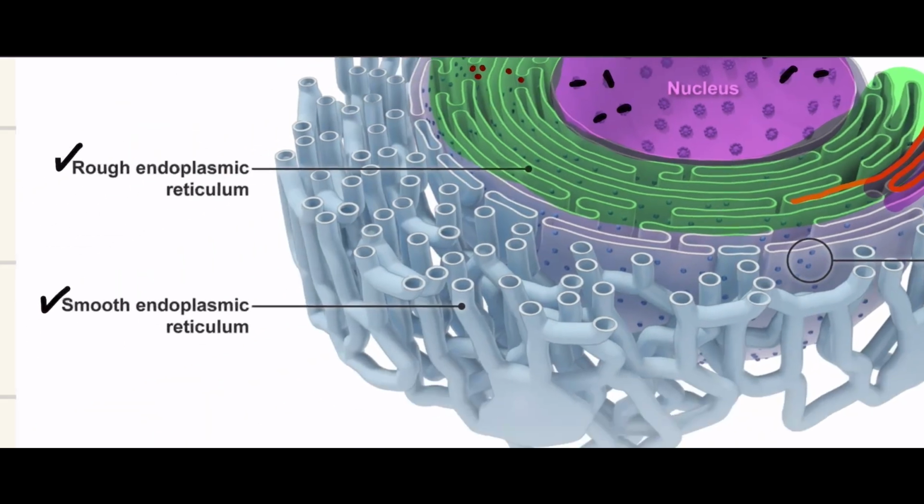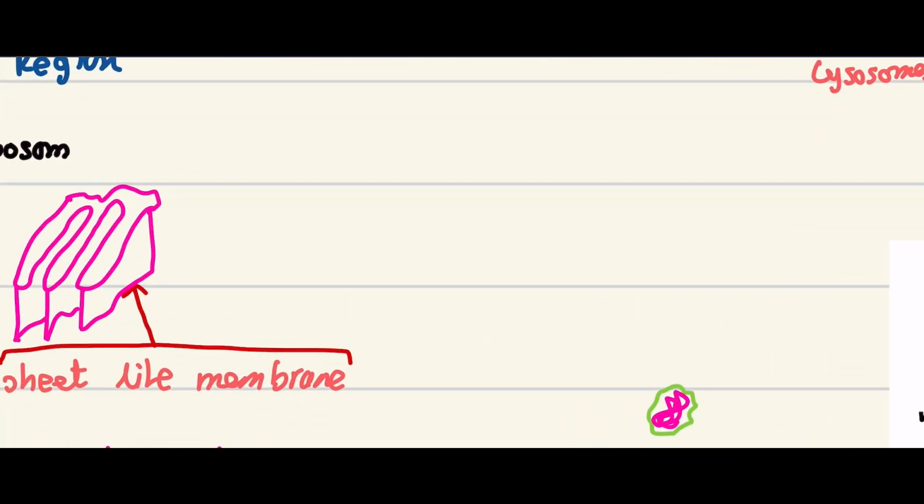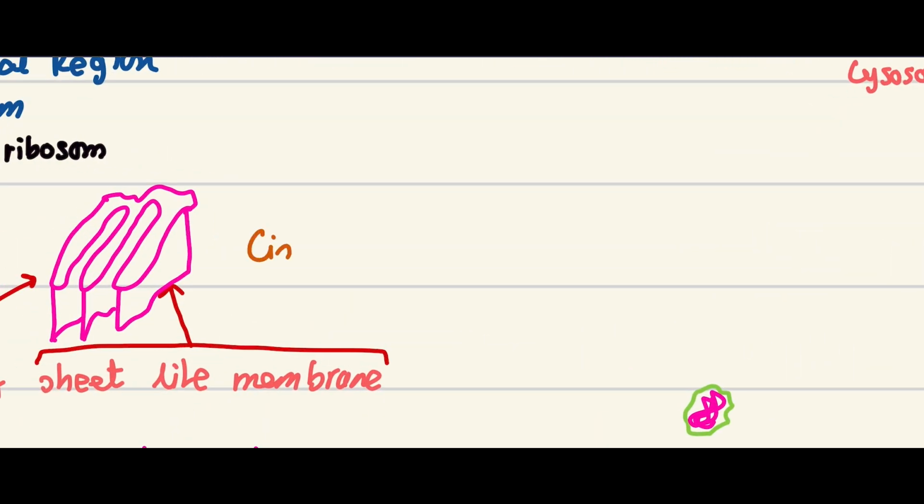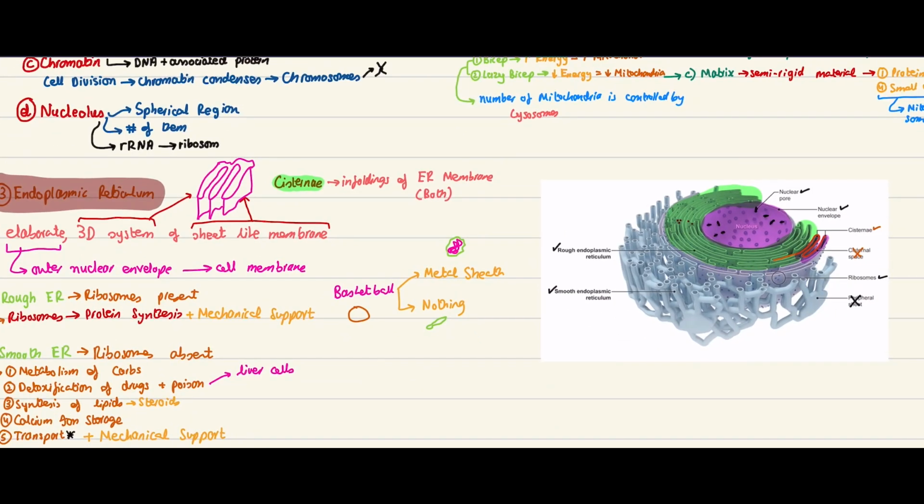So we have these enfoldings, and let me also write that down over here for you guys, because structurally that's really important. Cisternae are enfoldings of endoplasmic reticulum membrane. Okay, and these are present in both, just by the way. Okay, so now we are done with the endoplasmic reticulum.